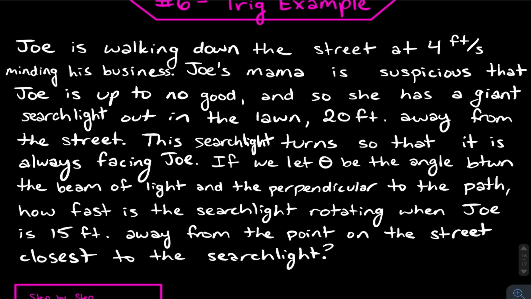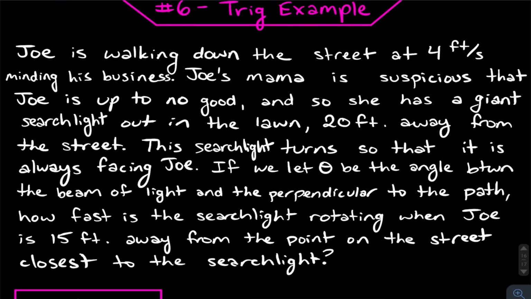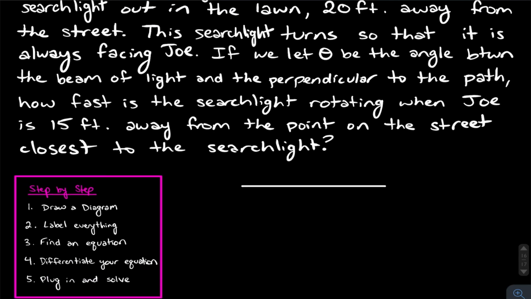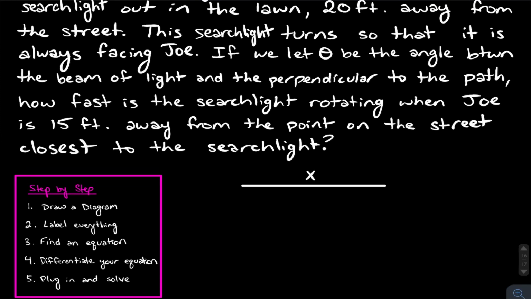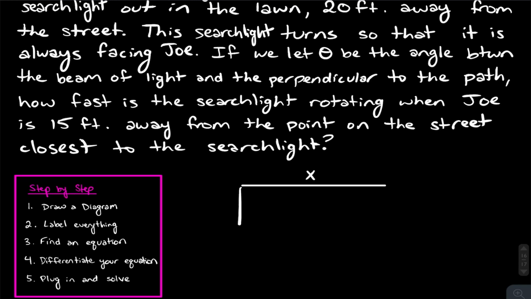Okay, so he's walking down the street at 4 feet per second. Let's just say that this is x, some length x of how far he's walked in some time. He's got this searchlight that's after him, and this searchlight is 20 feet away from the street. That's what it says. We could have drawn that line here, whatever. It doesn't matter, but it's just easiest if we do it right here.